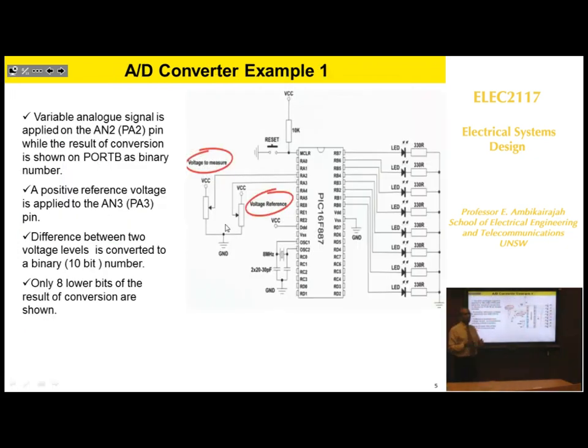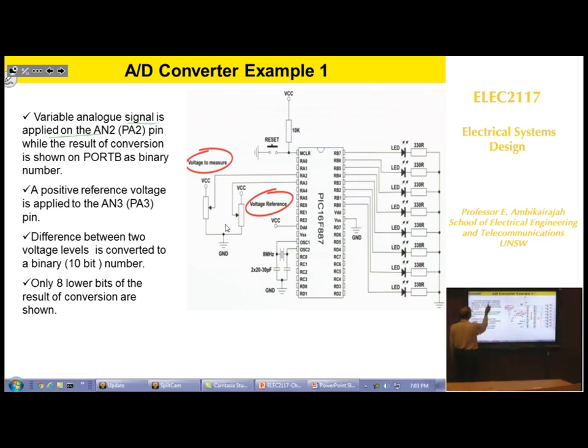So I think that's all the theory behind the A to D converter. Now I'm going to give you an example program. A variable analog signal is applied to AN2, that's PA2. AN2 is here, and a variable analog signal is applied there, while the result of conversion is shown in port B.